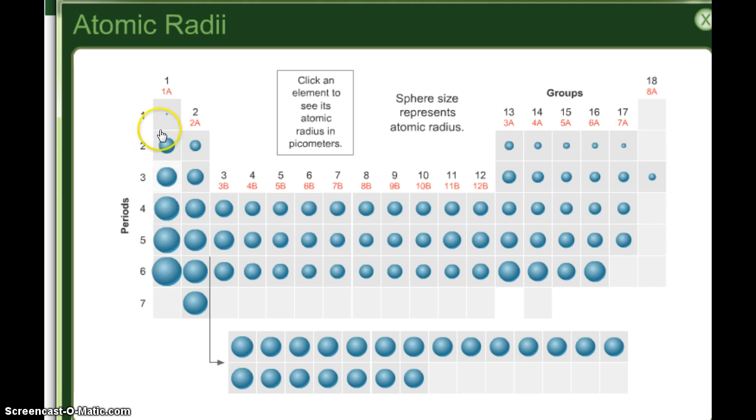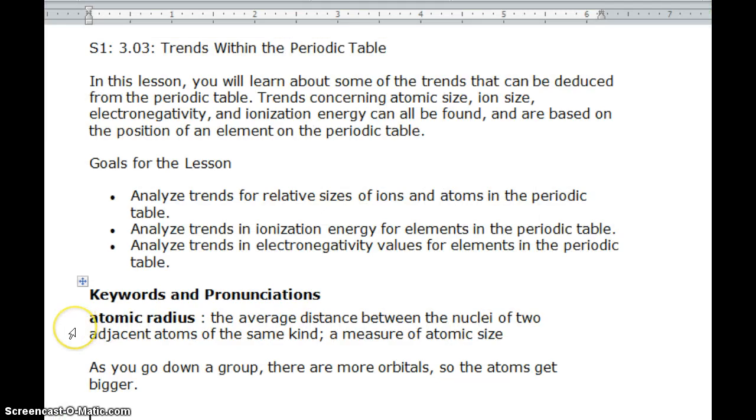So that's the general pattern. As you go down in a group, so you've got to stay in the same group, the pattern is that the atoms get larger. Why? Because there's more protons and electrons, they need to have more orbitals. All right, so under our keywords and pronunciations, the atomic radius: the average distance between the nuclei of two adjacent atoms of the same kind. Basically, it's a measure of atomic size. That's the main idea. So as you go down a group, there are more orbitals, so the atoms get bigger.